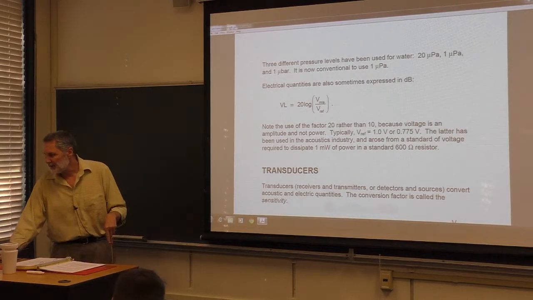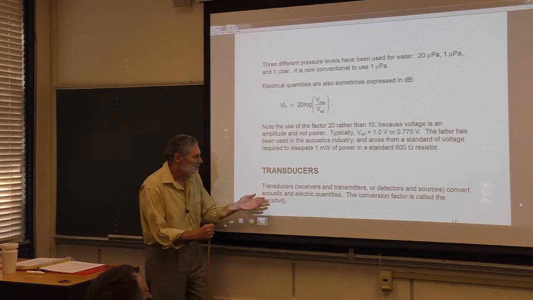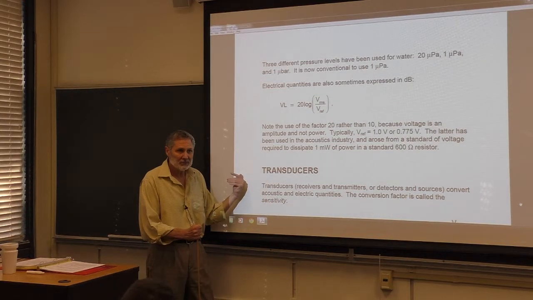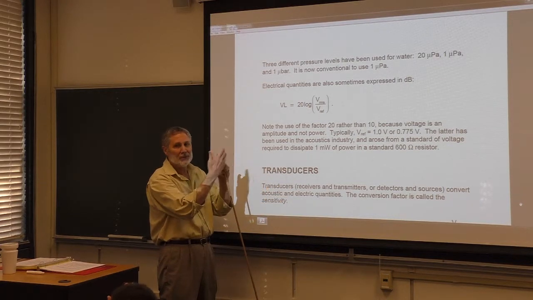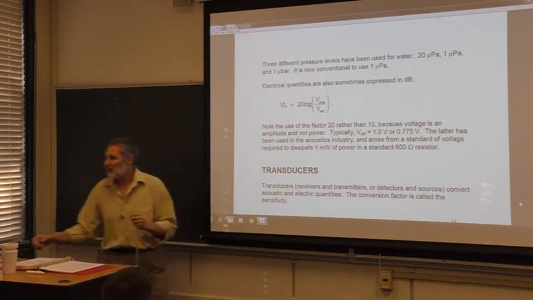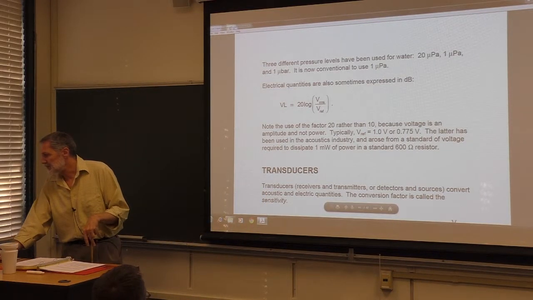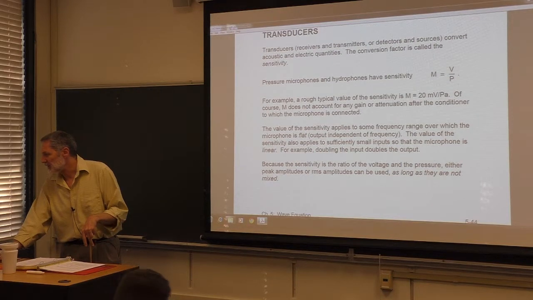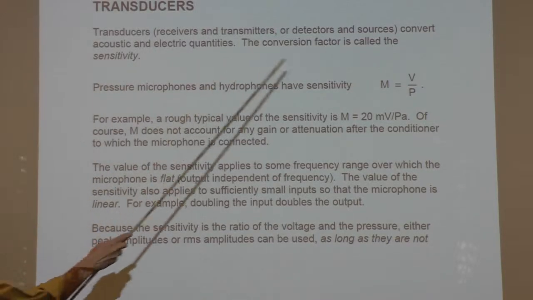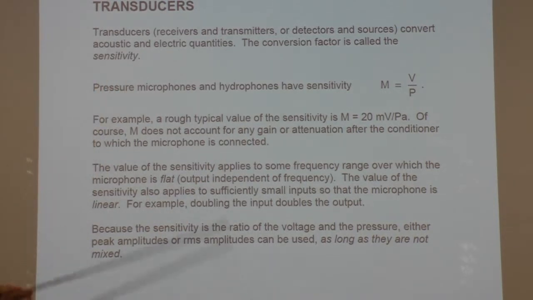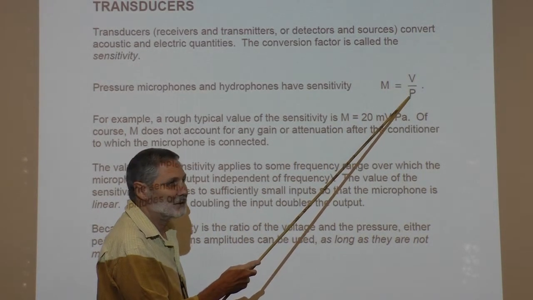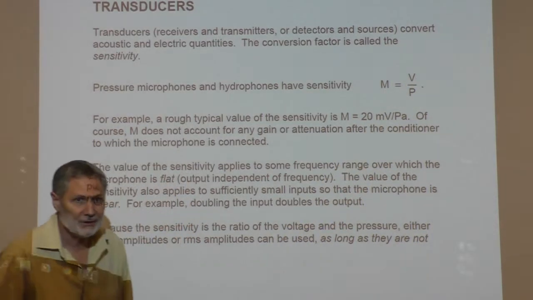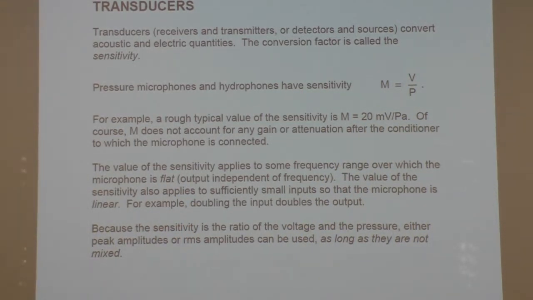Now, quantitatively, we need a quantitative measure of the transduction here. Let's say for a pressure microphone. The pressure microphone detects the pressure of the acoustic wave and turns it into voltage. We need a conversion factor. That conversion factor has a name. It's called the sensitivity. It's natural to call it this for a microphone. How sensitive is your microphone? If you hit it with a sound, how many volts do you get per Pascal? The greater the number of volts, the more sensitive it is.